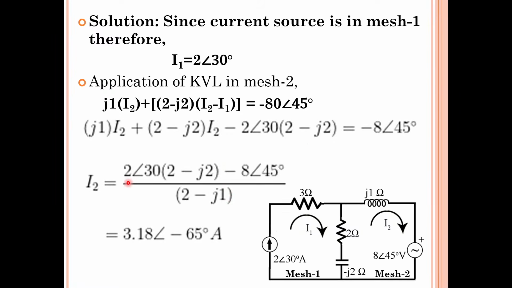So I2 is equal to what? 2 at an angle of 30 into 2 minus j2, minus 8 at an angle of 45, over 2 minus j1. Now, if you have a scientific calculator, you will see magnitude, angle, real term, imaginary term, and you can convert all these terms into polar form or rectangular form.